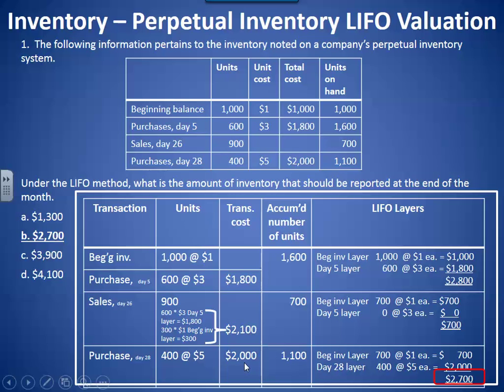Now we're going to add that $2,000 as the next LIFO layer when we stack our costs with LIFO layers. So we have our beginning inventory layer that is still $700, valued at $1 each for $700. And now we have a day 28 layer of 400 units at $5 each equals $2,000. So the inventory value based upon our LIFO layer valuation is $2,700, and that's how we get to the answer B, $2,700.